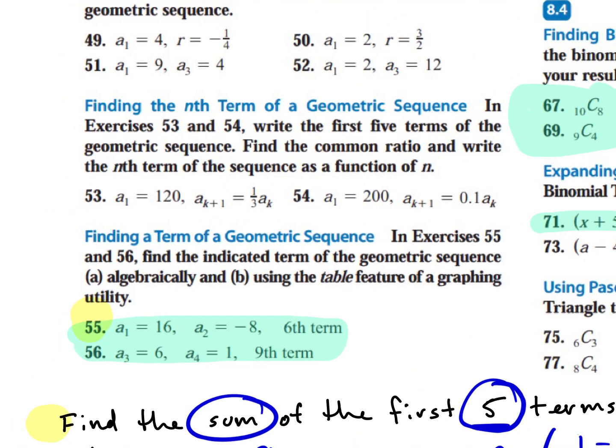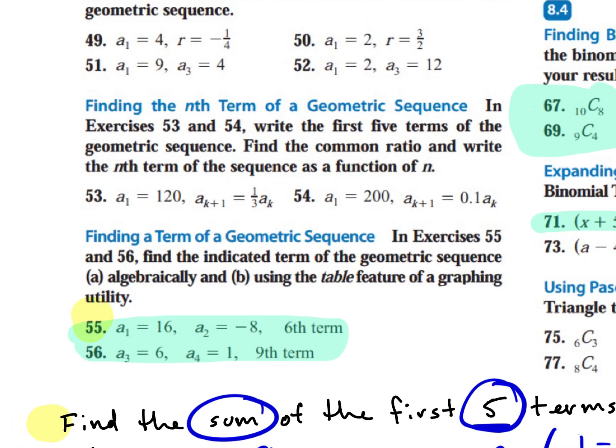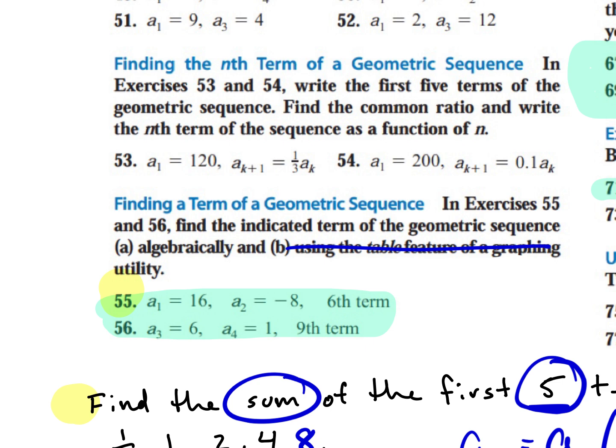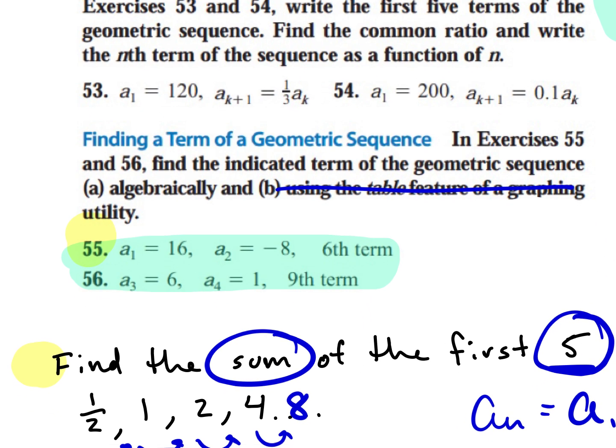Let's look at 55. Just find the indicated term of the geometric sequence algebraically, and we're not going to use a table. Let's just find our 6th term. If it gives us our first term and says it's a geometric sequence, we're multiplying to get from one number to the next. What would we multiply to get from 16 to negative 8? Negative 1/2. Awesome.